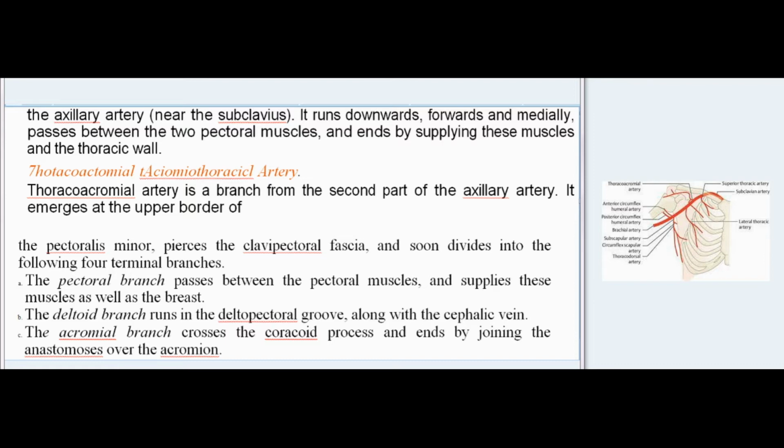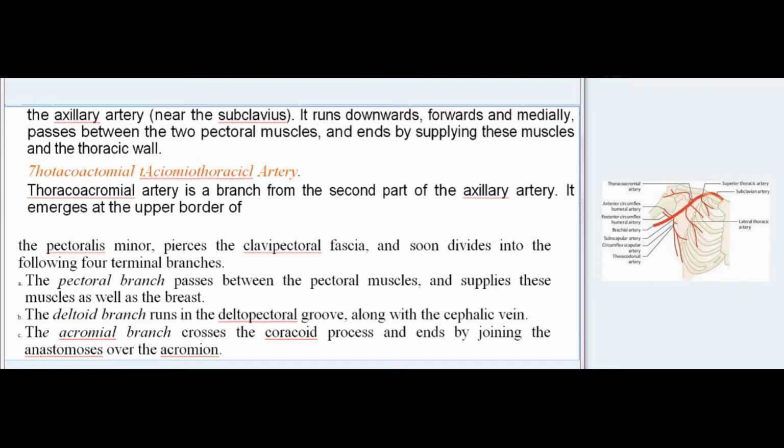the thoracic wall. Thoracoacromial artery. The thoracoacromial artery is a branch from the second part of the axillary artery. It emerges at the upper border of the pectoralis minor, pierces the clavipectoral fascia, and soon divides into the following 4 terminal branches. The pectoral branch passes between the pectoral muscles, and supplies these muscles as well as the breast.